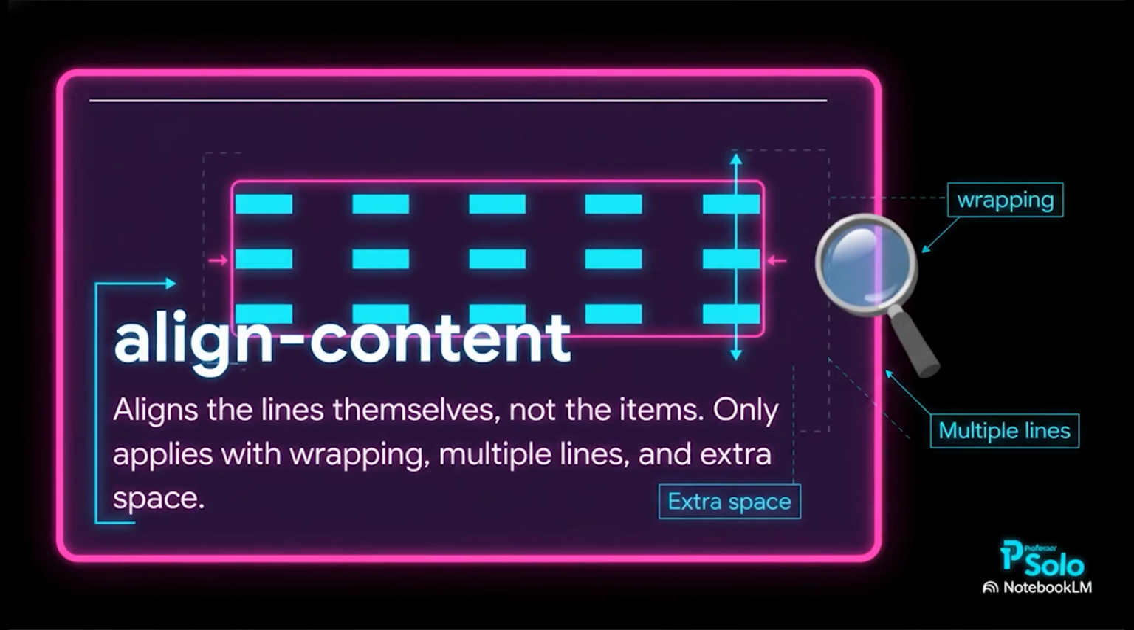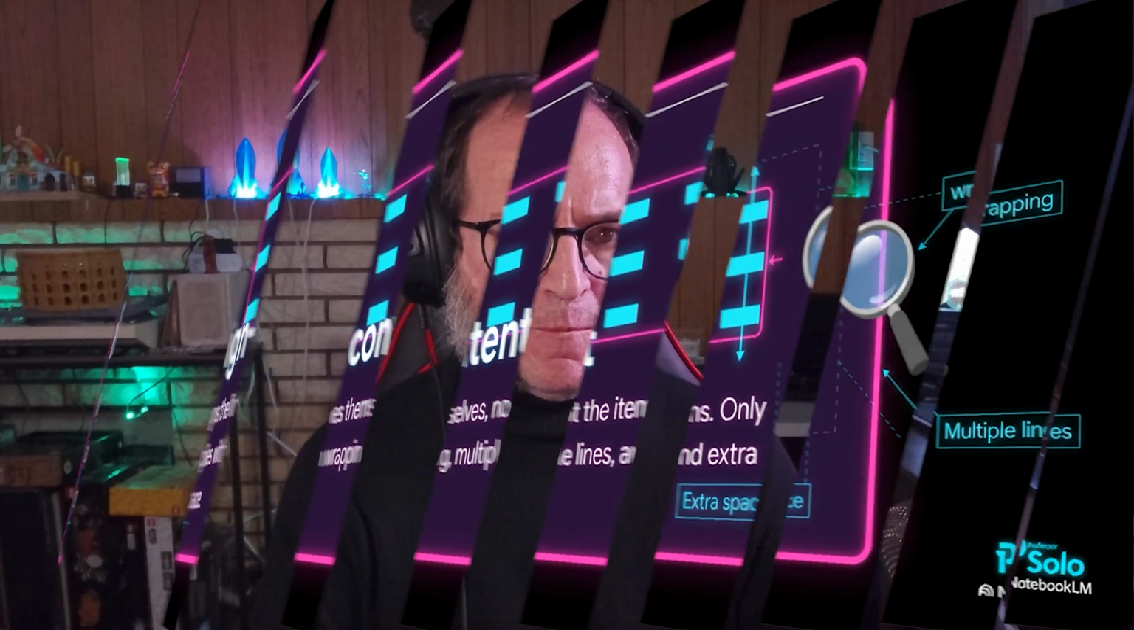Okay, lean in for this one because this is the property that gets everybody. align-content. This does not align the items. Let me say that again. It does not align the items. It aligns the entire group of lines. It only kicks in when you have wrapping enabled, you have more than one line of items, and there's extra space in the container. It controls how that whole block of content gets positioned.